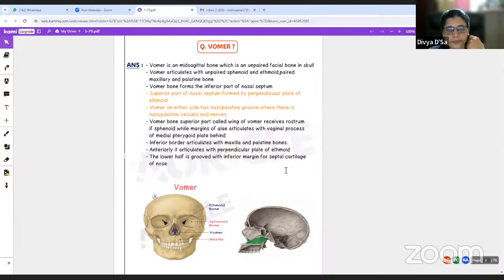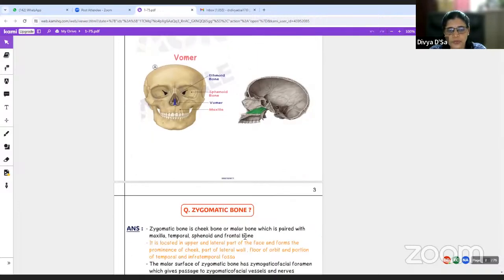The inferior border will be articulating with the maxilla and the palatine bones. Anteriorly, it will articulate with the perpendicular plate of ethmoid. You can see this is the perpendicular plate of ethmoid. The lower half will be grooved, with the inferior margin grooved for the septal cartilages of the nose.